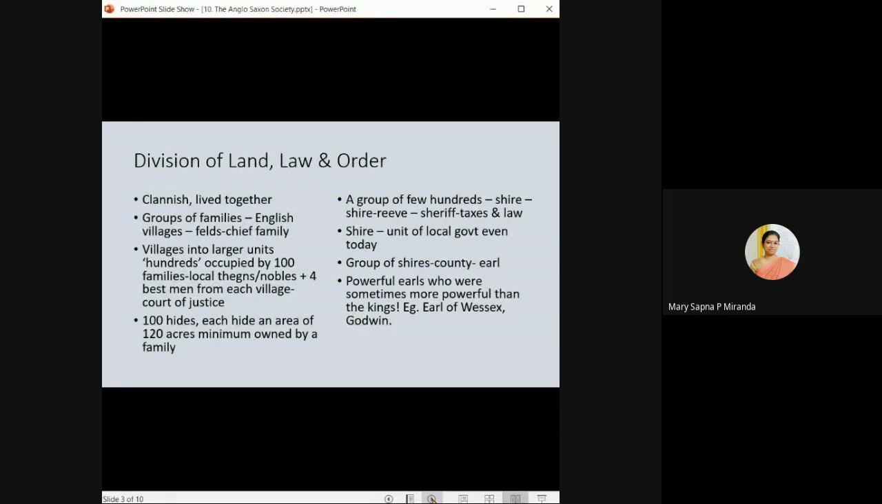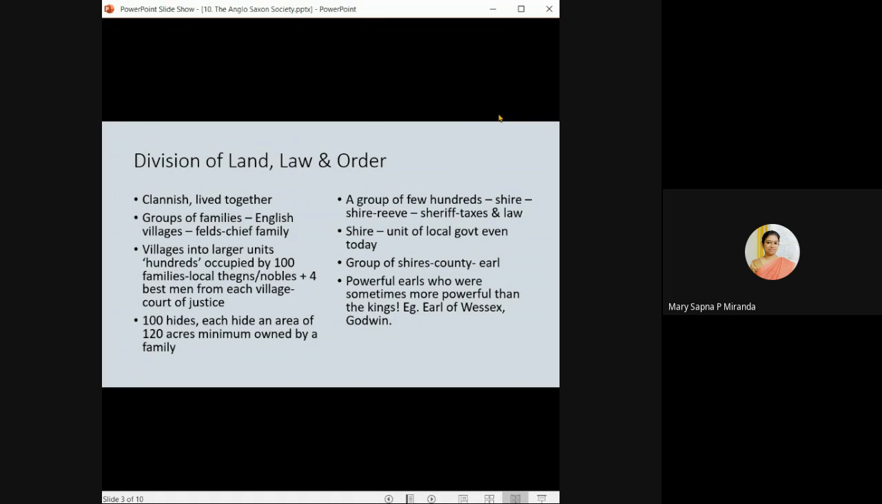Now, a group of few hundreds. We have already seen these hundreds, the units made up of villages. A group of a few hundreds formed a shire. We are looking at how the land and the people were divided. You have families, 100 families is what you call a hundred, and a few hundreds together is called a shire. A shire was ruled by somebody called a shire reeve. From that you have the word sheriff.